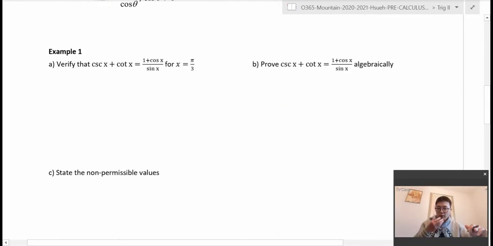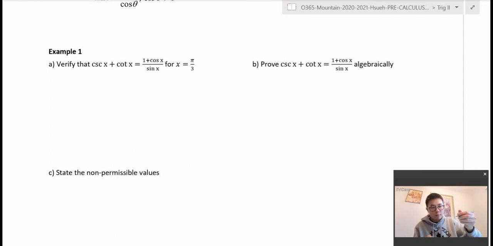Okay, so let's take a look at our first example here. It says verify that cosecant x plus cotangent x is equal to 1 plus cosine x over sine x. Now, verify simply means that we're going to check if this is true for this angle. Okay, so for this angle only. So other than this angle, we cannot say anything else. We can only say that this equation is true for this angle, and we want to verify that.